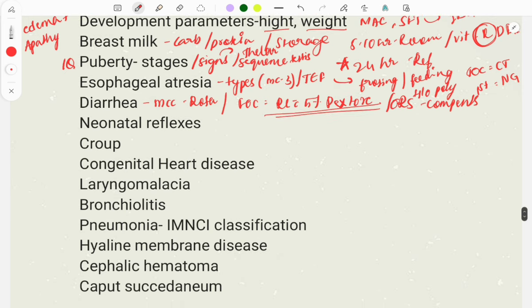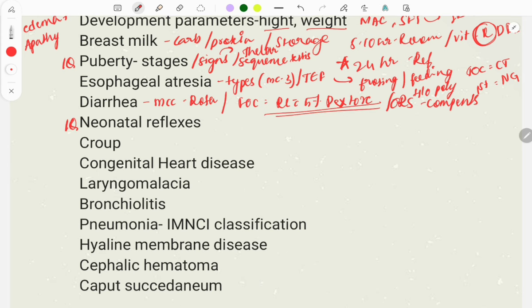Then the neonatal reflexes, another very important question, and you can expect one question from this also. The neonatal reflexes, some are present at birth and some appear after the birth. So you need to remember which are present at birth and which come after birth, and along with that you need to know the month at which it appears.